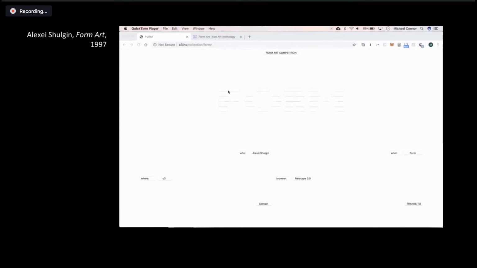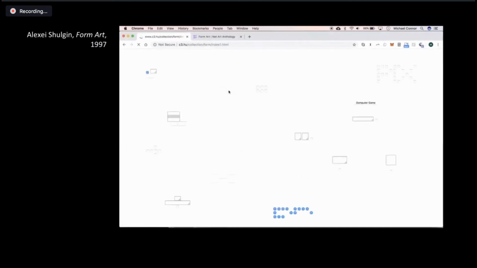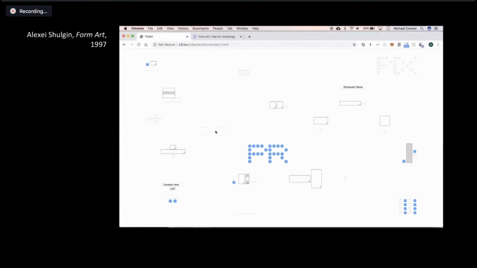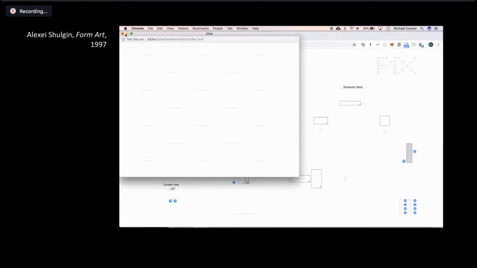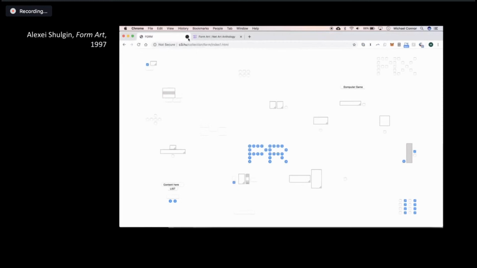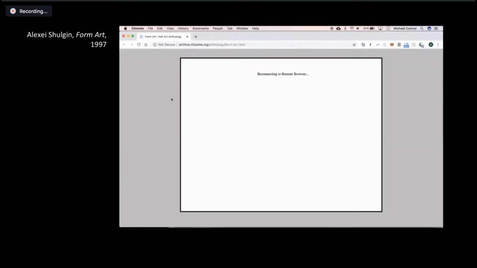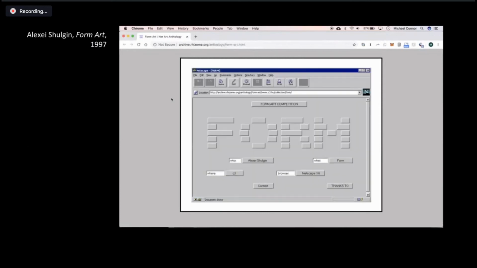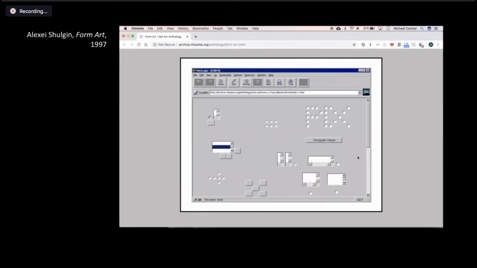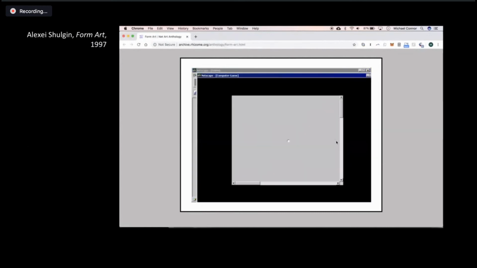So one example of this might be the Form Art Competition by Alexei Shulgin. This is a piece that exists online, as it's been in the C3 archives since 1997 when it was created. C3 is a digital culture organization in Hungary. And so you can still access it. So it still exists in some way, but the work was created to be viewed on a specific version of Netscape, I think Netscape 3. And of course, you can see that the work looks extremely different when viewed in this legacy environment.